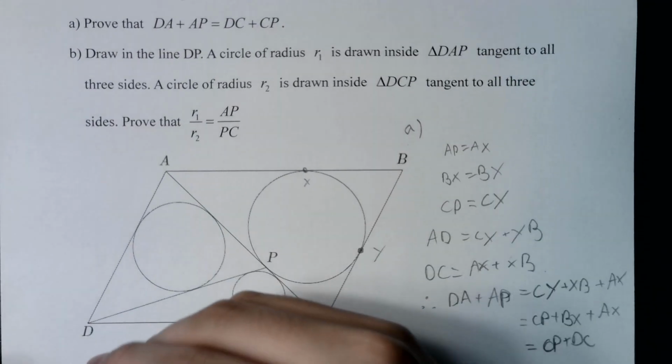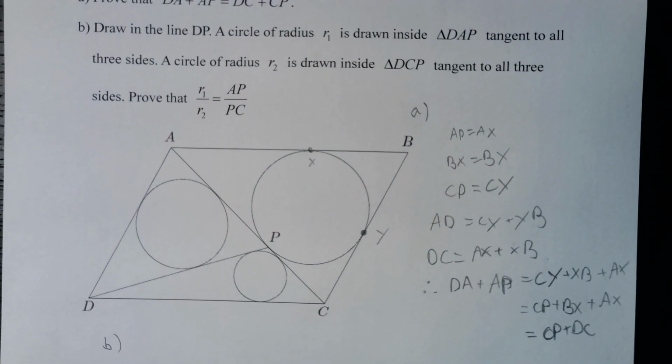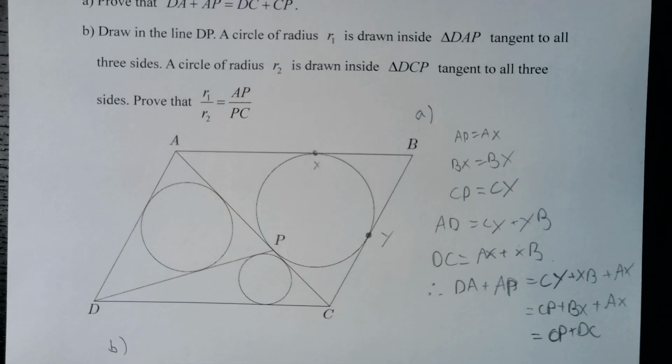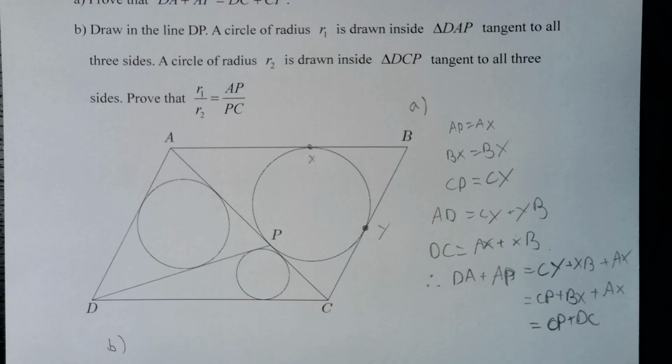Now let's look at part B. Let's read the question first. Draw the line DP. A circle of radius R1 is drawn inside triangle DAP, tangent to all three sides, and a circle of radius R2 is similarly drawn inside triangle DCP, also tangent to all three sides. Now we need to prove that radius 1 divided by radius 2 is equal to AP divided by PC.